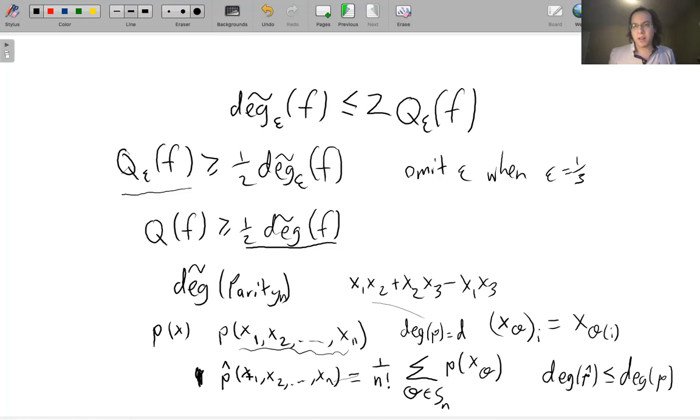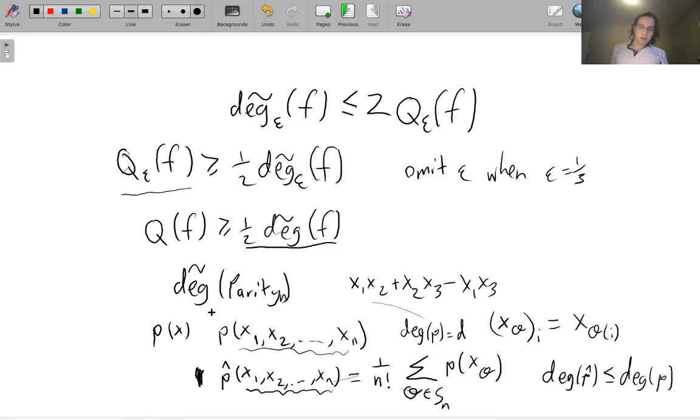But now it's symmetric, in the sense that if I permute these inputs in any way I want, then I'm going to get the same answer. Because I'm applying every possible permutation and summing it up, it doesn't matter what the order of the original bits was. It doesn't affect the final answer. So the upshot is that p hat is now a symmetric polynomial. It has the same degree, or maybe smaller if we got lucky, as the original polynomial.